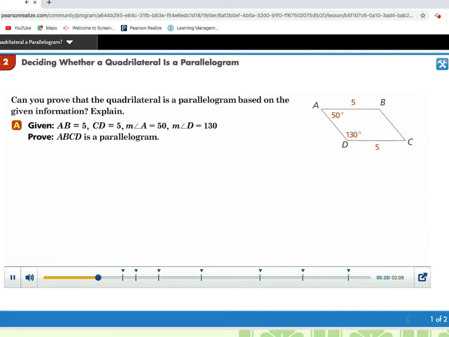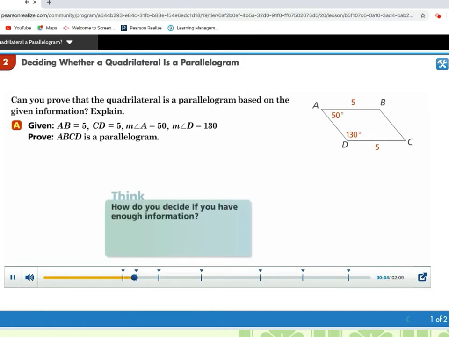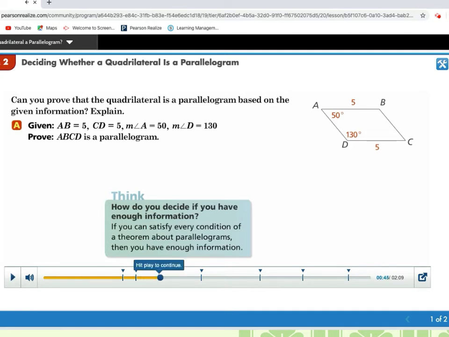is 5. You are also given that the degree measure of angle A is 50 and the degree measure of angle D is 130. Can you prove that figure ABCD is a parallelogram? How do you decide if you have enough information? If you can satisfy every condition of a theorem about parallelograms, then you have enough information for a proof.